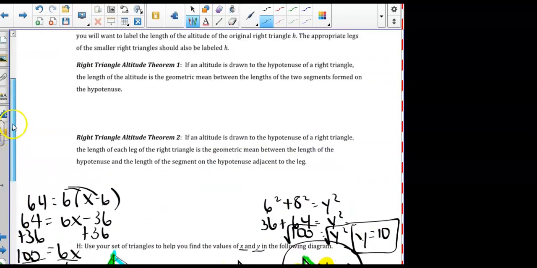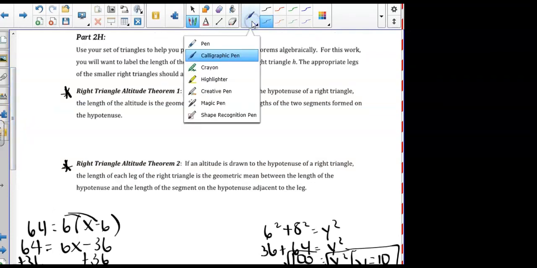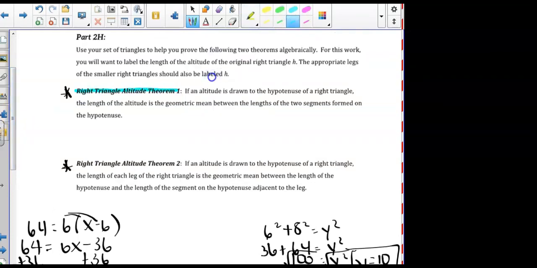If we scroll up on that page, the two theorems that are important for this lesson are listed. The first theorem is the right triangle altitude theorem 1. And that theorem tells us that if an altitude is drawn to the hypotenuse of a right triangle, the length of the altitude is the geometric mean between the lengths of the two segments formed on the hypotenuse. The second theorem, the right triangle altitude theorem number 2, says that if an altitude is drawn to the hypotenuse of a right triangle, the length of each leg of the right triangle is the geometric mean between the length of the hypotenuse and the length of the segment on the hypotenuse adjacent to the leg.